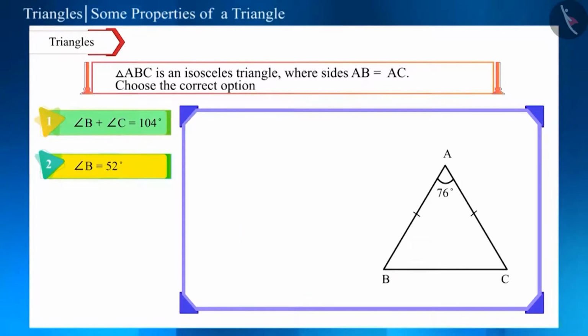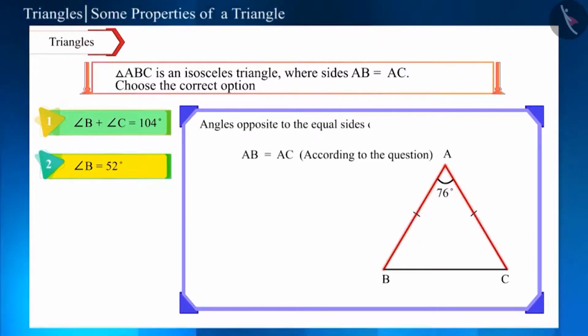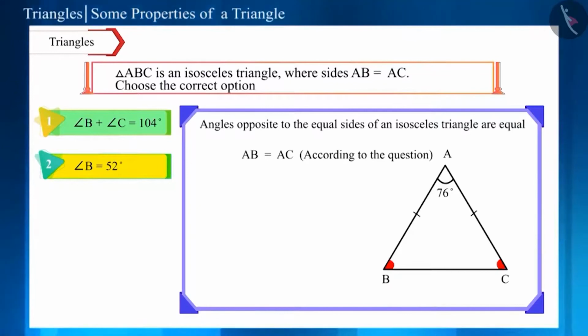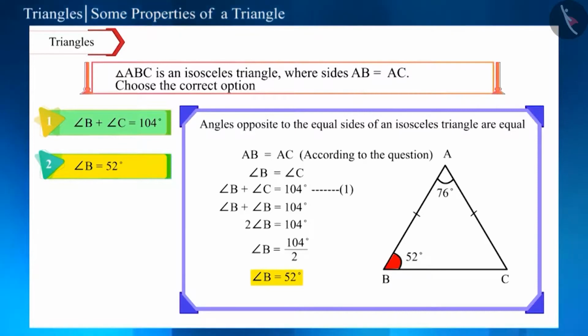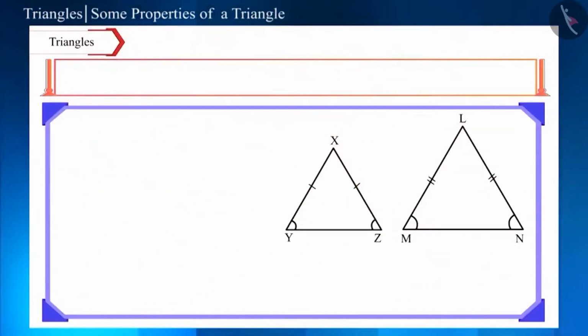Now look at the second option. Angle B is given to be 52 degrees. And we know that angles opposite to equal sides in an isosceles triangle are equal. By looking at the figure, we can see that angles B and C are both opposite to the equal sides and hence they will be equal. This means we can replace angle C by angle B, and this way we get the measure of angle B as 52 degrees. That is why this option is also correct. Let's look at another question.